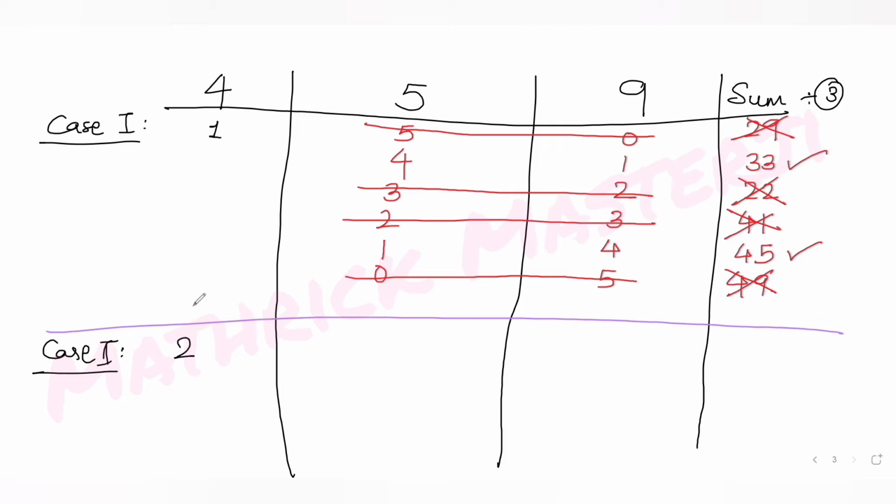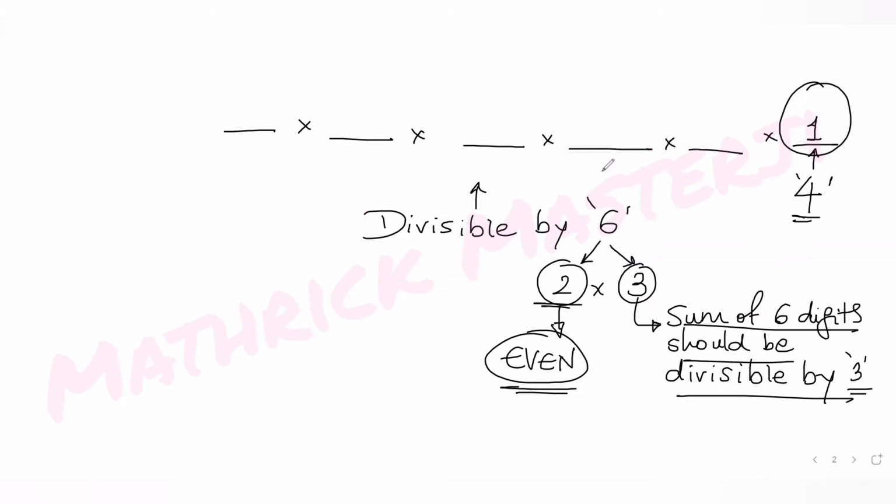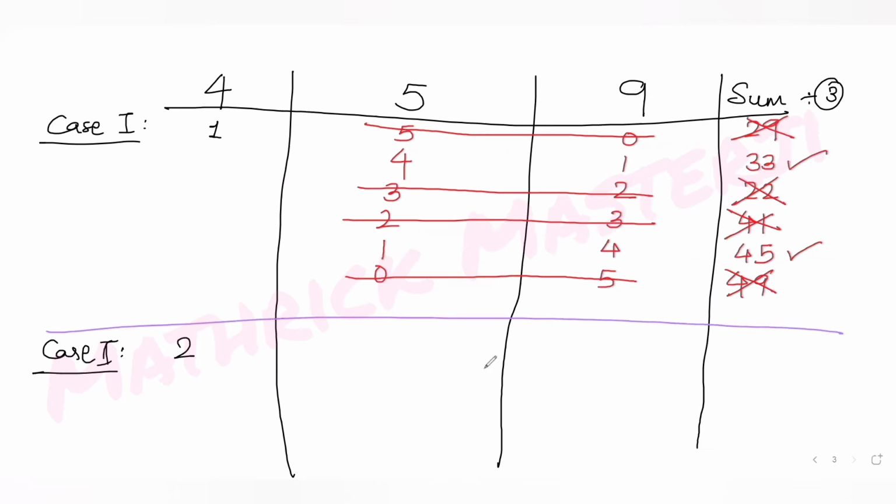Now with two 4s, I have remaining blanks as 4 out of 6 if I'm placing two 4s. So I can have 4 0, 3 1, 2 2, 1 3, and 0 4. So these are all the combinations I have, and I have two 4s. Now let's see how many numbers are valid here.